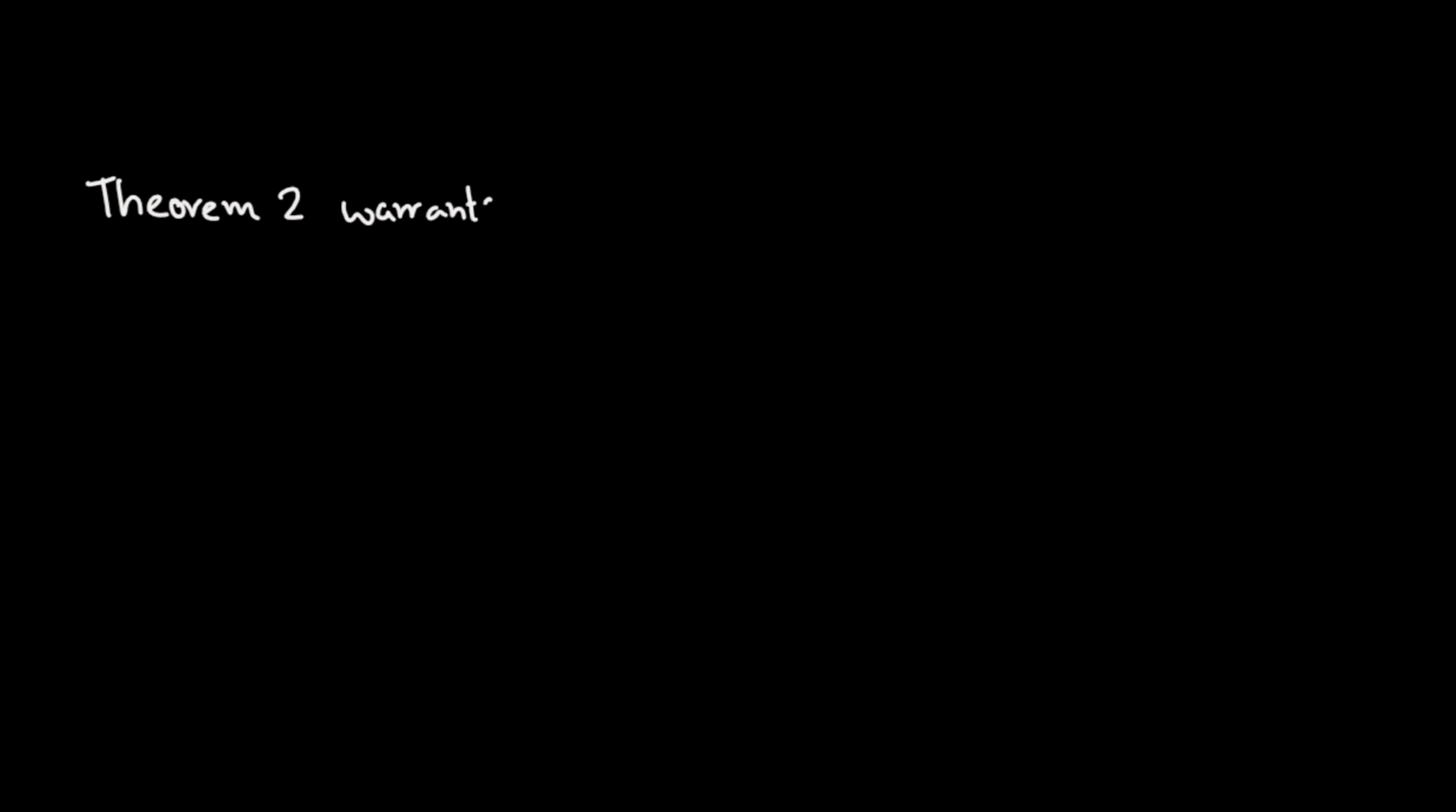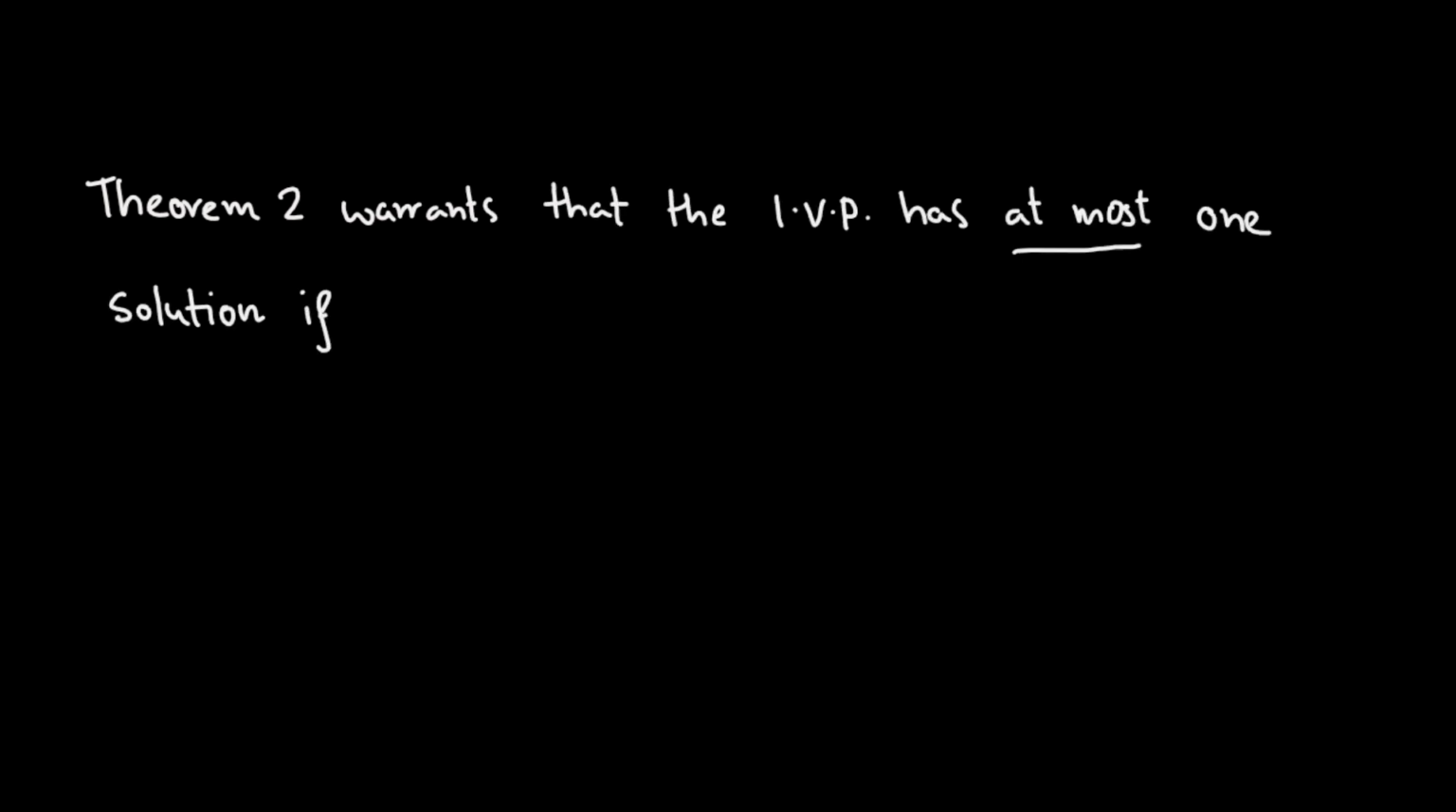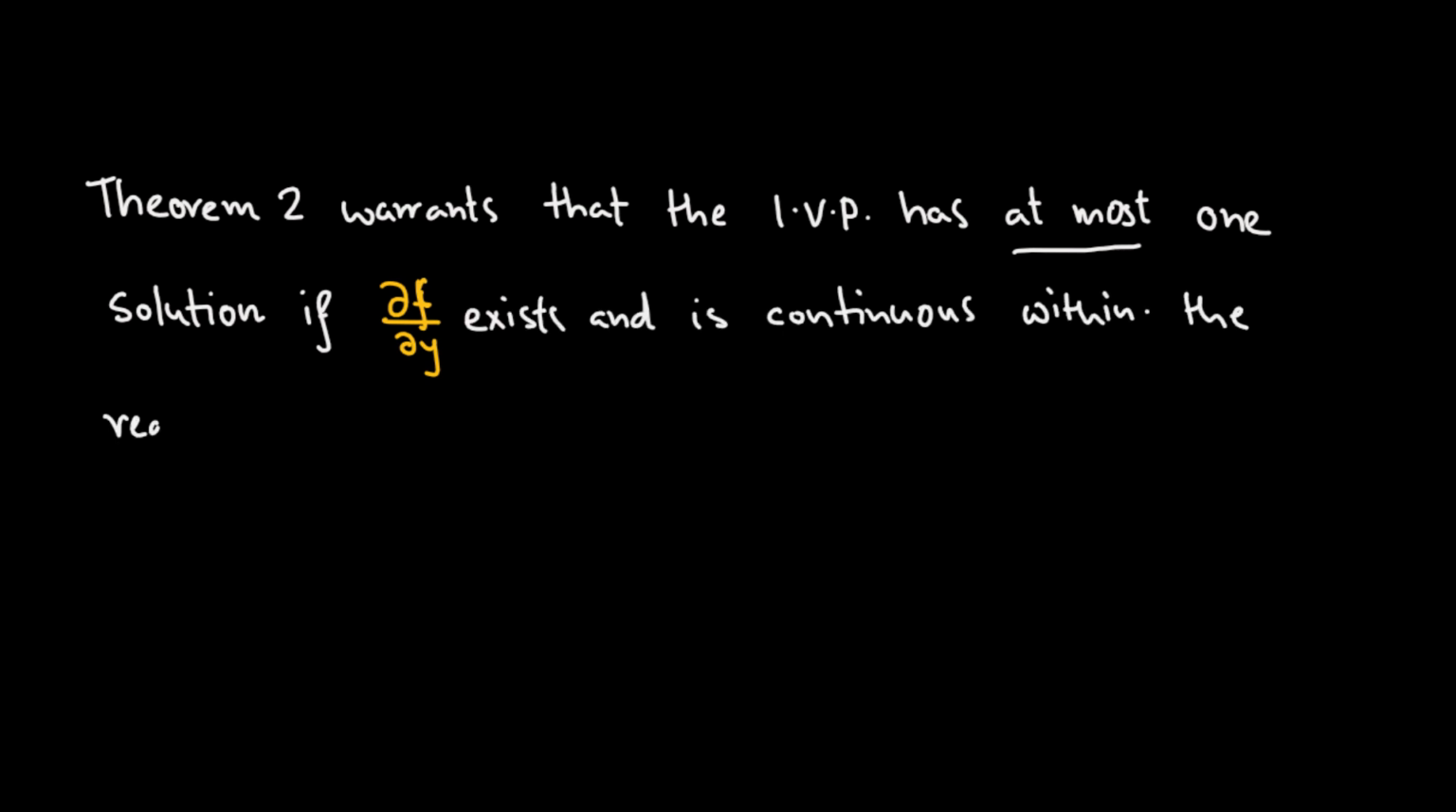Theorem 2 warrants that the initial value problem has at most one solution if the partial of f with respect to y exists and is continuous within the region R. Let's understand the theorems with the help of a few examples. Example number 1. Consider the initial value problem.